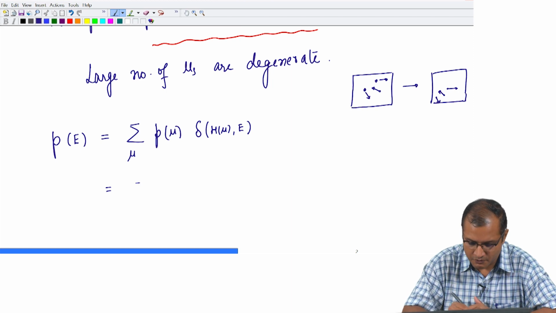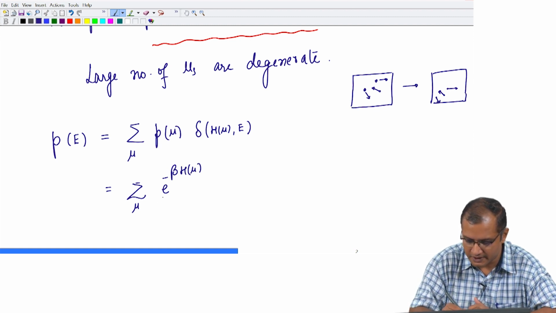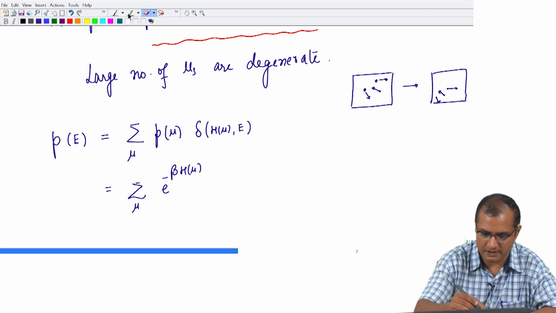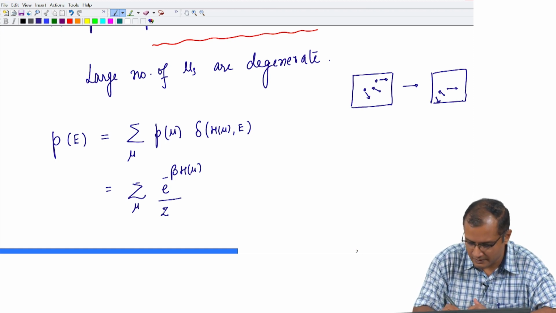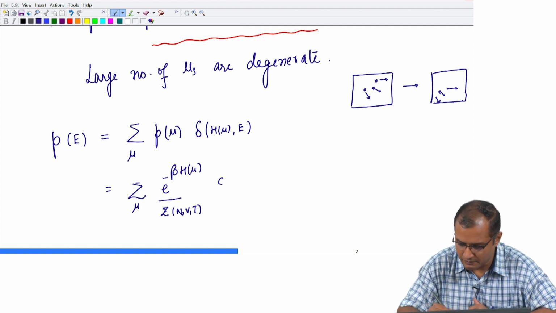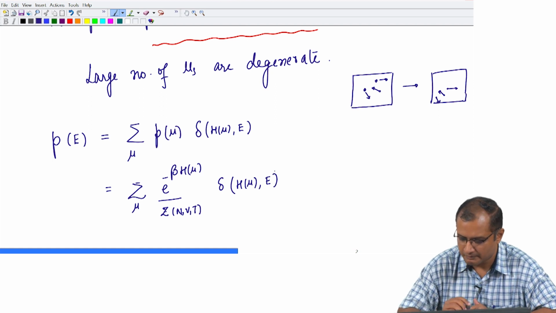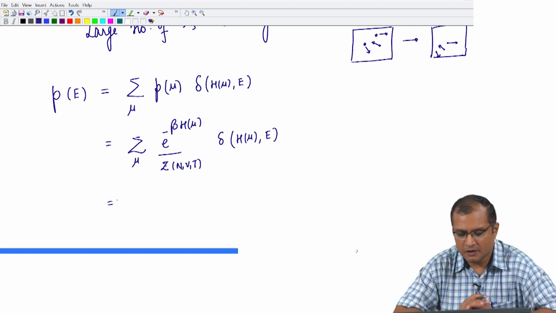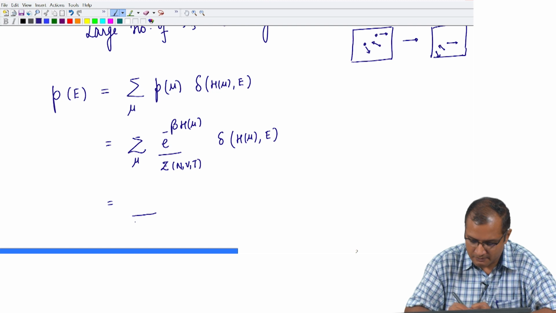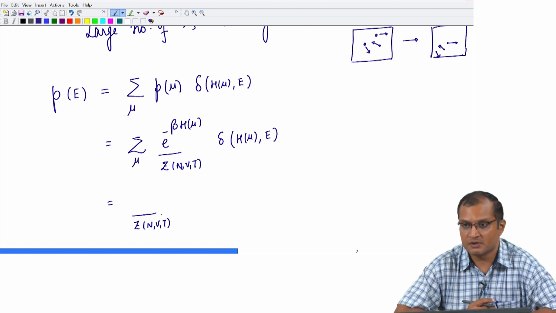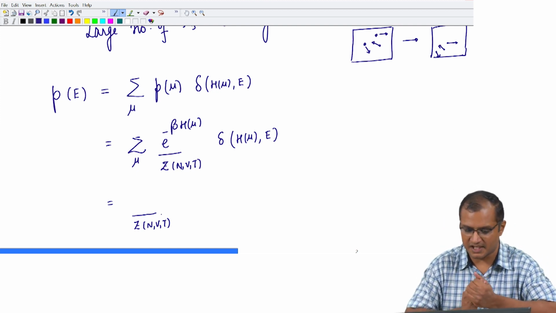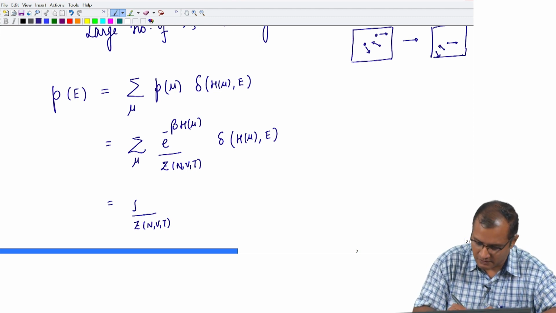This will simply become, if I substitute our expression for P of mu, which is nothing but e to the power minus beta h of mu over the partition function that I am going to take outside. For the time being, I am going to write down this partition function in the denominator, into delta of h mu, E. Now, you can see that a large number of microstates that have energy E will contribute to this sum. So, first observation is that the partition function will come outside, because it remains as is, does not matter whether you use the probability of finding the system in a microstate mu or you find a probability in terms of E. The partition function remains the same, and that summation simply captures all the states with energy E.